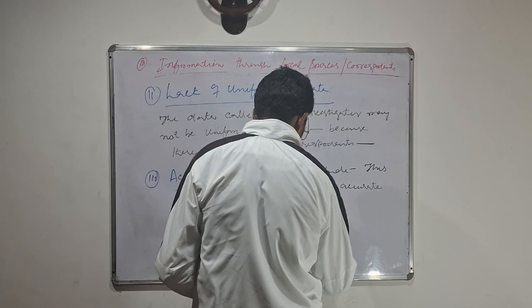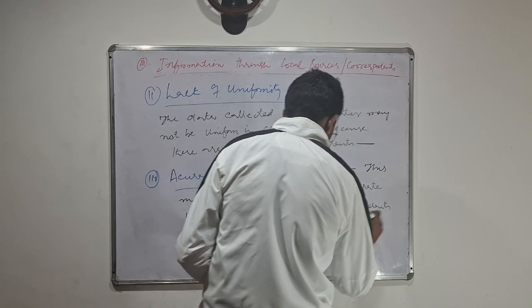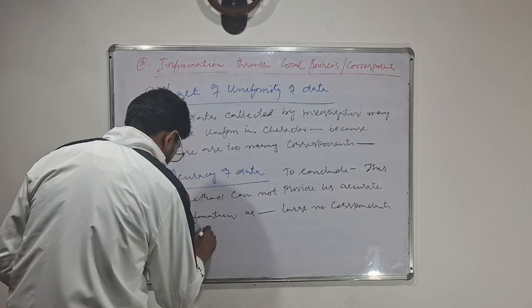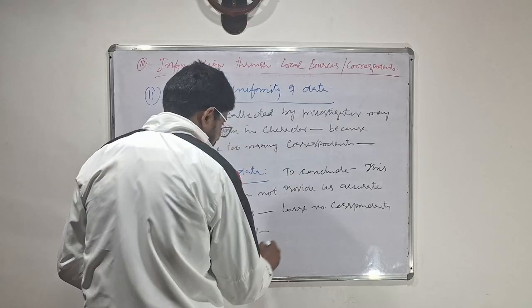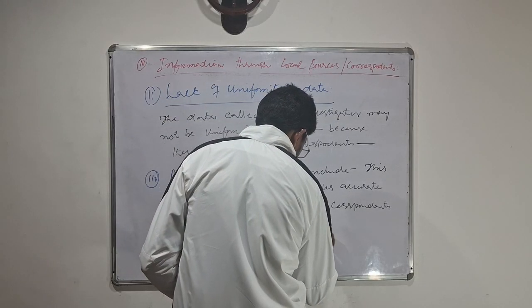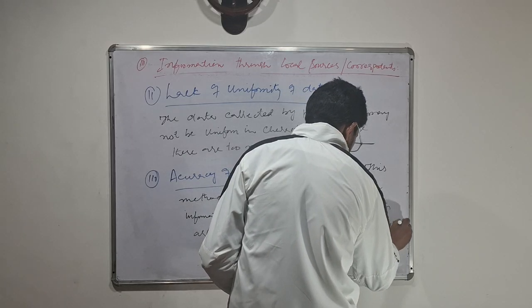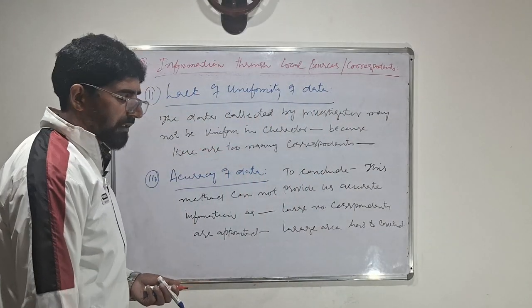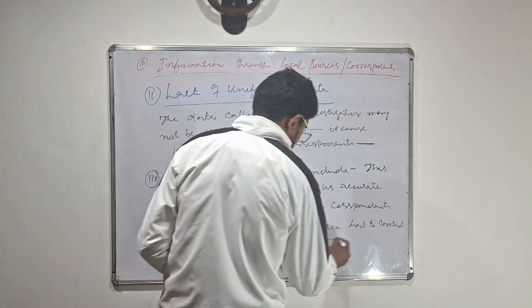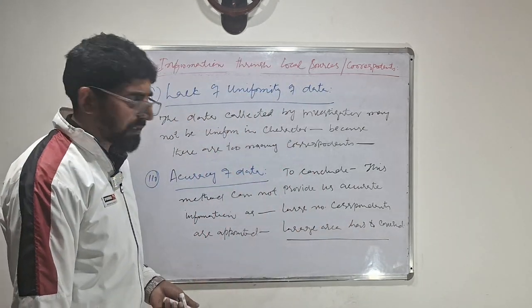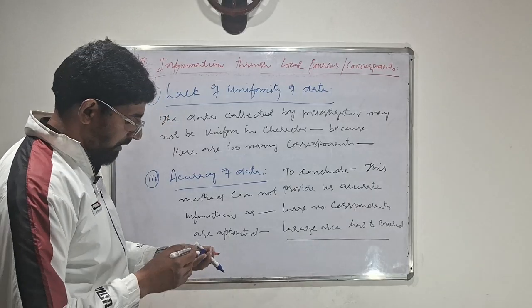a large number of correspondents are appointed and they have to cover a large area. There are higher chances that the information collected may not be accurate. They have to cover a large area network and a large number of correspondents are appointed. There may be misinformation, there may be mistakes, the information that they provide will not be accurate.